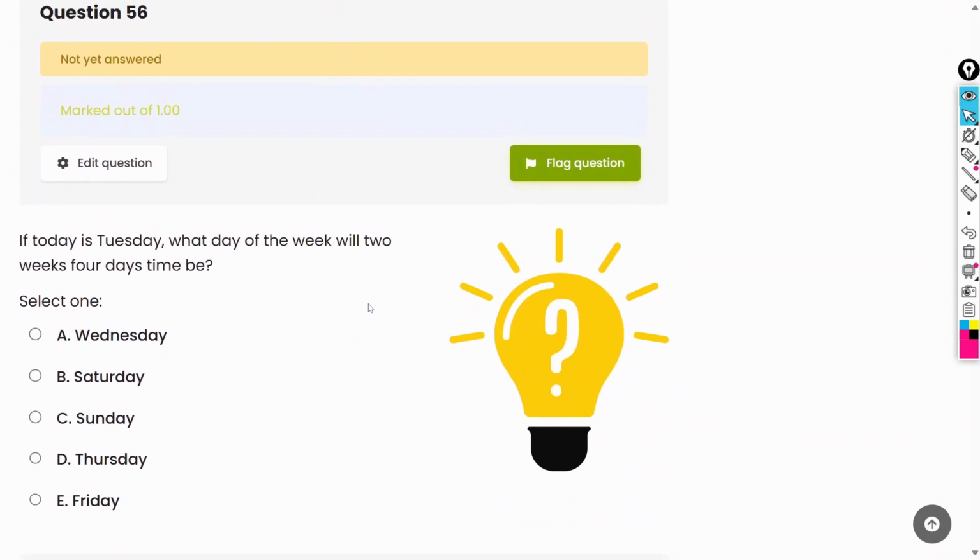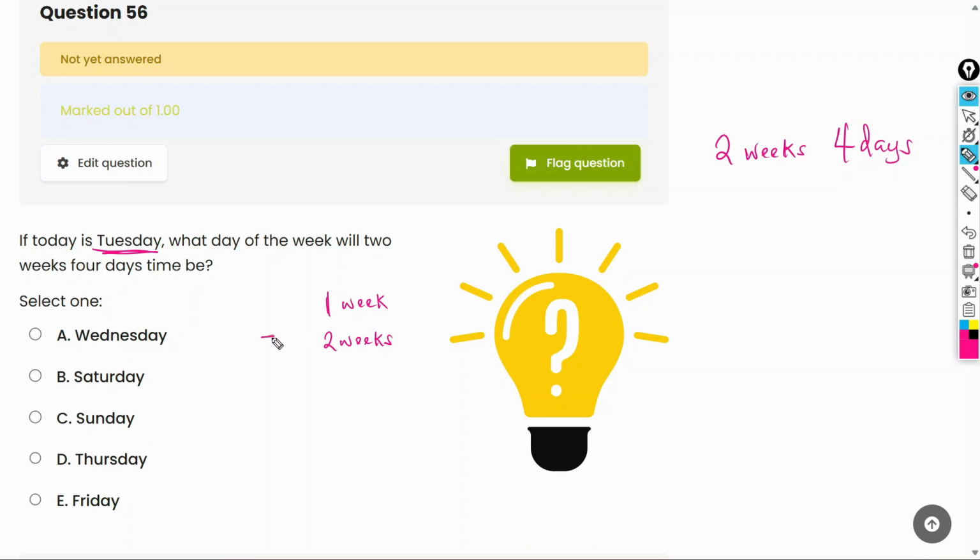If today is Tuesday, what day of the week will 2 weeks, 4 days time be? 2 weeks, 4 days. Now, if today is Tuesday, Tuesday next week will be 1 week. Tuesday the other week will make it 2 weeks. So by Tuesday we are 2 weeks. And then we count 4 days after that. So that's Wednesday, Thursday, Friday, Saturday. So Saturday.